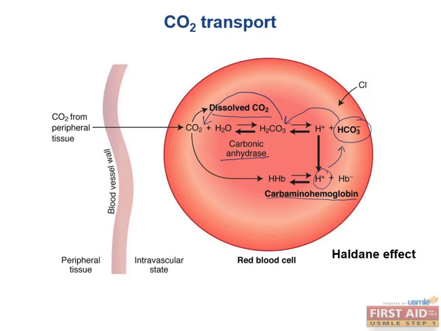So, what's the bottom line? Well, this is the opposite of what happens in the peripheral tissues, and basically, the greater presence of oxygen in the pulmonary circulation causes CO2 to be released, and it can subsequently diffuse into the alveoli and be exhaled. Do you recall the Bohr effect?